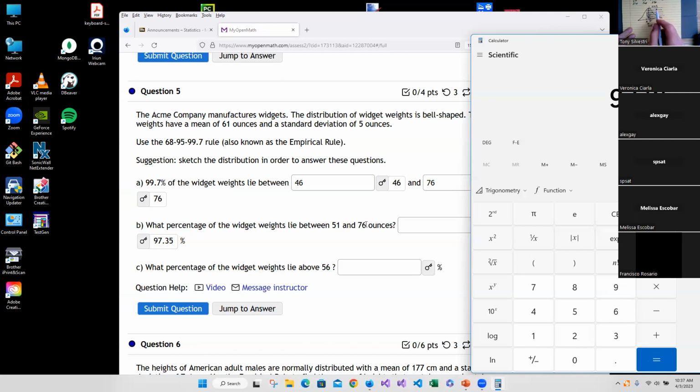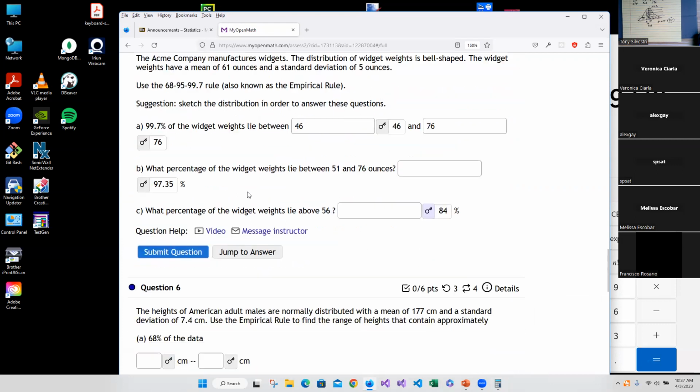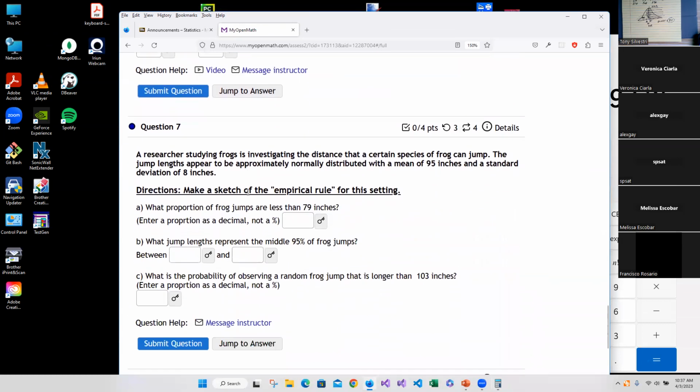Okay. So 50 plus 34 is going to be 84, with 16% being below. And I'm going to go with 84. Yes, good. That's it. Talk to me. If you can do question 5, you got this homework done. That's one of the harder questions there. Okay. You can do that one.